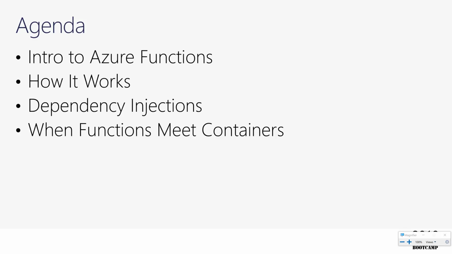So in this session, first of all, I'm going to introduce in general what the serverless architecture is and what Azure Function is. Then I'm going to show how each function trigger works differently in version 1 and version 2. I'm also talking about how dependency injections work differently in version 1 and version 2. And finally, I'm going to show how Azure Functions instance can run in a Docker container.